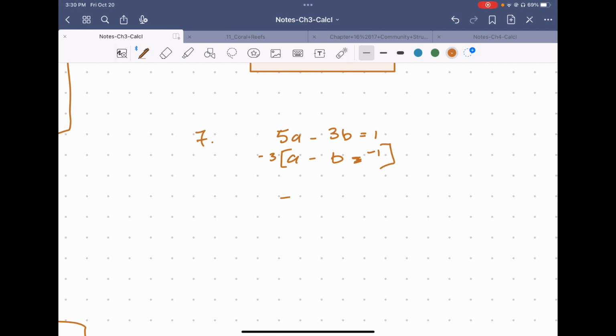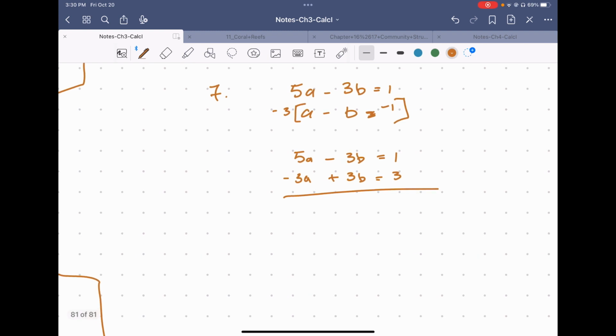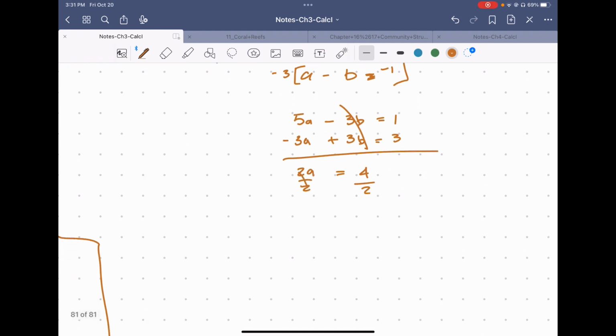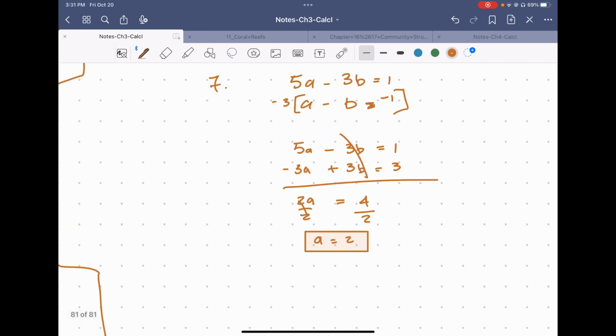So we rewrite the bottom, 5a minus 3b equals 1, and the top becomes 3a minus 3b equals -3. Now we're going to simplify it through. So we have 5 minus 3, 2a, the b's cancel out, equals 4. Divide both sides by 2, a equals the number 2. That is one of our solutions, but now we need to find b. Not done just yet. So we can plug that into one of the equations.